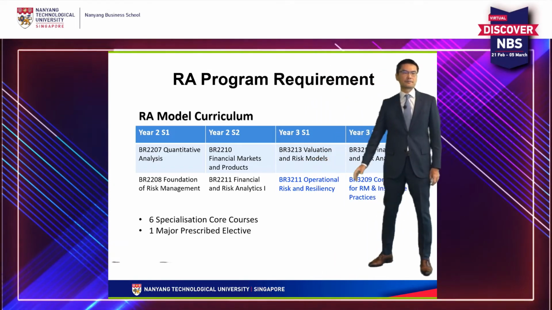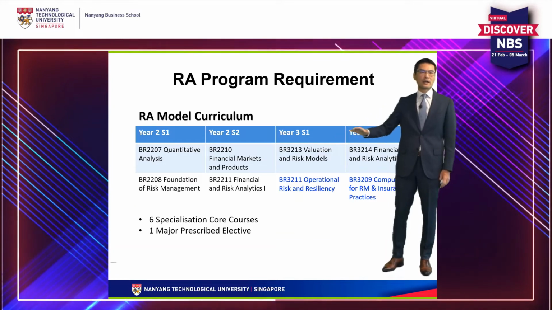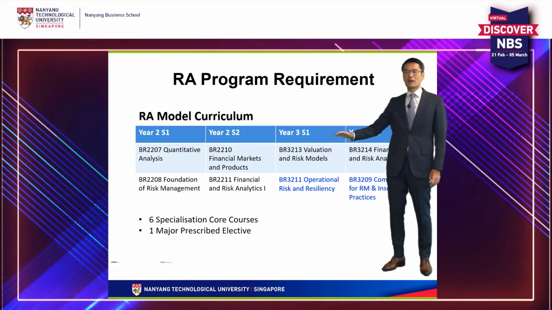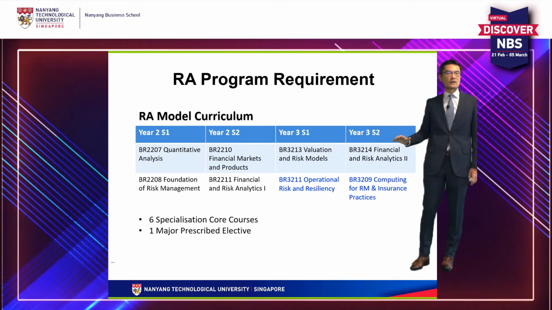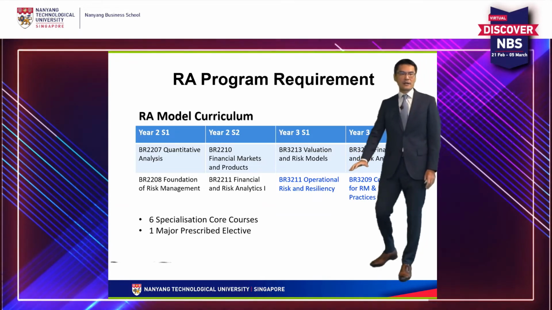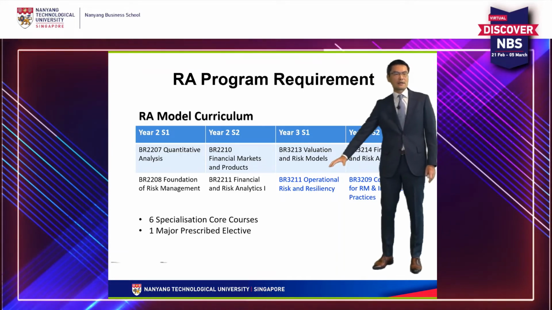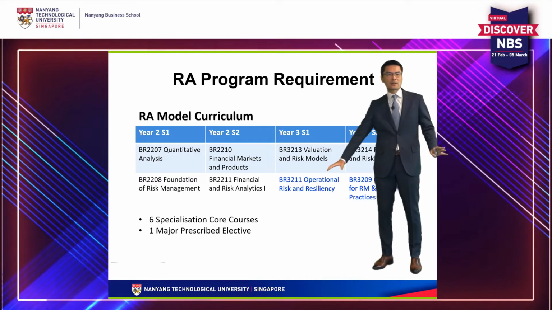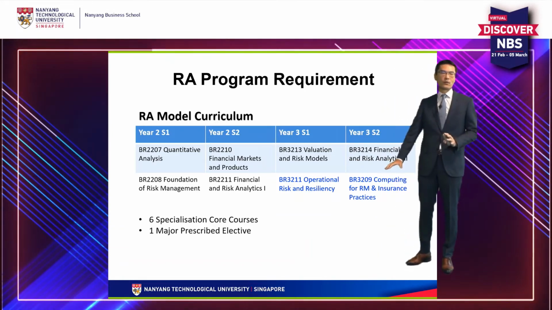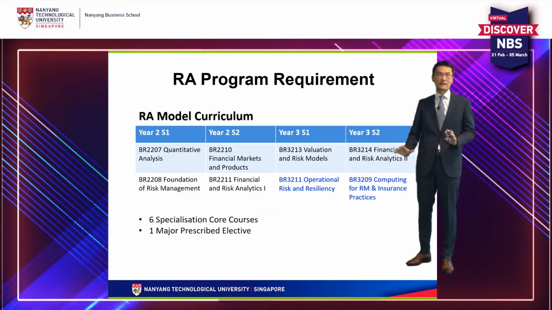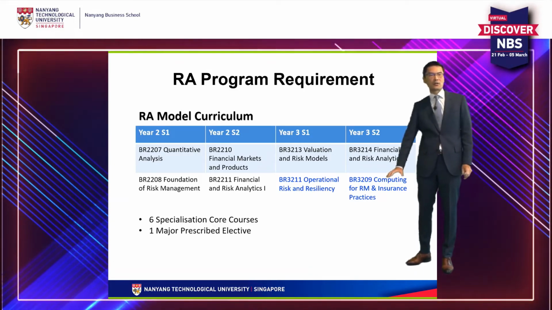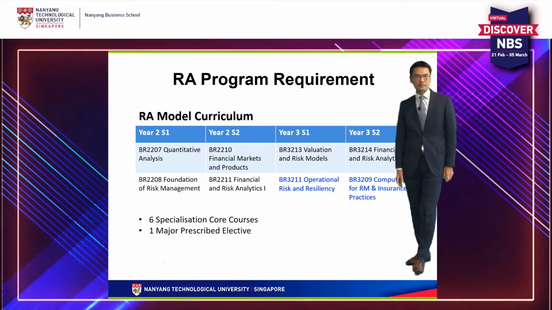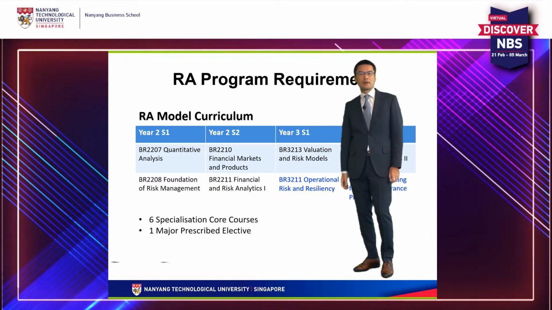In third year, you are requested to take at least 1 in Sem 1 and 1 in Sem 2. In Sem 1, it's valuation and risk models, and Sem 2 is the second course of analytics. And here I just illustrate the possibilities highlighted. One is operational risk and resiliency, which is not a core subject but a major PE. You may take this and or another one, computing for risk management and insurance, which is more practical stuff but immediately applicable to risk management and the insurance industry. So you can gain the knowledge of how you actually use data to help the company have better prediction.